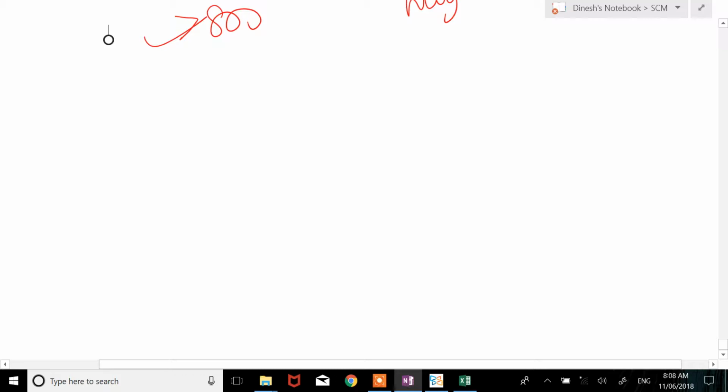So what shutdown point analysis says is the level at which it is better to temporarily shut down the operations of a company. So there will be a temporary point at which you can shut down the operations of the company. That level is called the shutdown point.